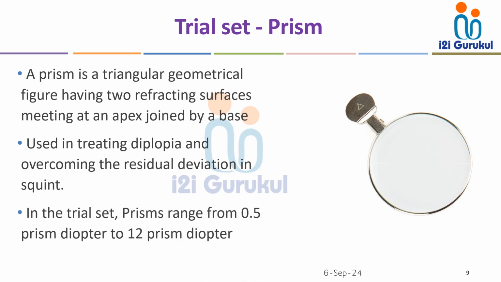In the trial set, prisms range from 0.5 prism diopter to 12 prism diopter. The power of the prism lens is measured in the prism diopter, as I mentioned earlier. Prism lenses are available in the trial set in the center or near to the cylindrical lenses.